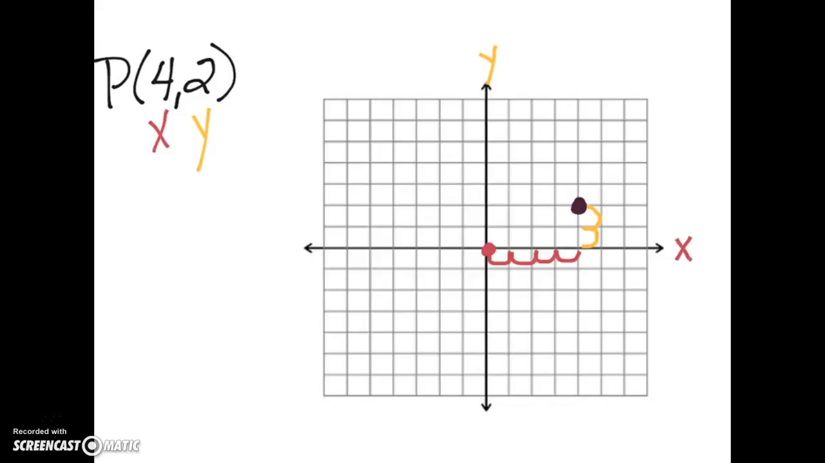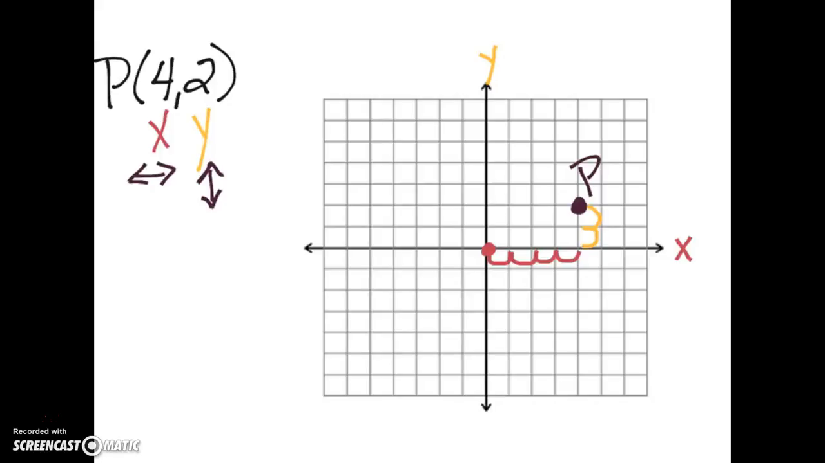It has to be at that intersection. It can't be in between the lines. It has to be at the intersection because our numbers over here in our ordered pair are whole numbers. And we have to label that as point P. So you always go left or right first, and you go up or down second. And that's going to be really important for our ordered pairs.